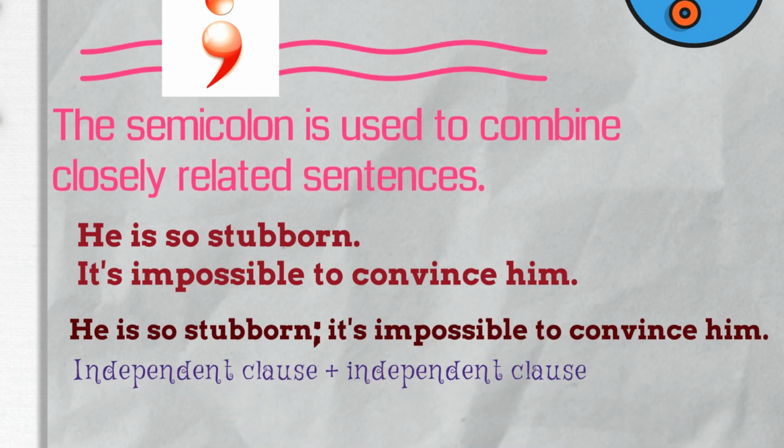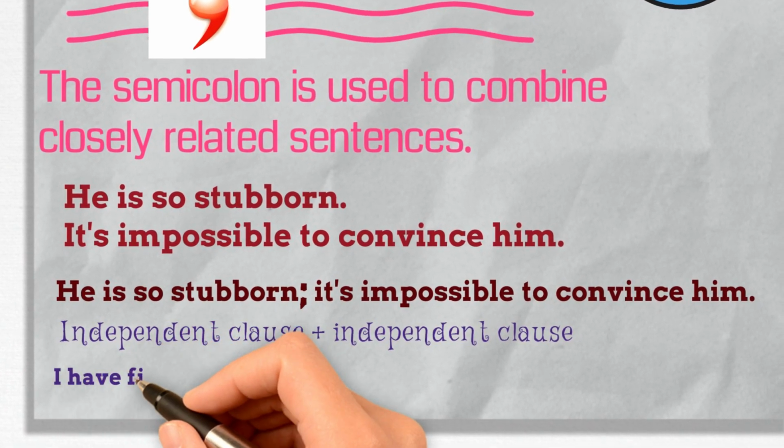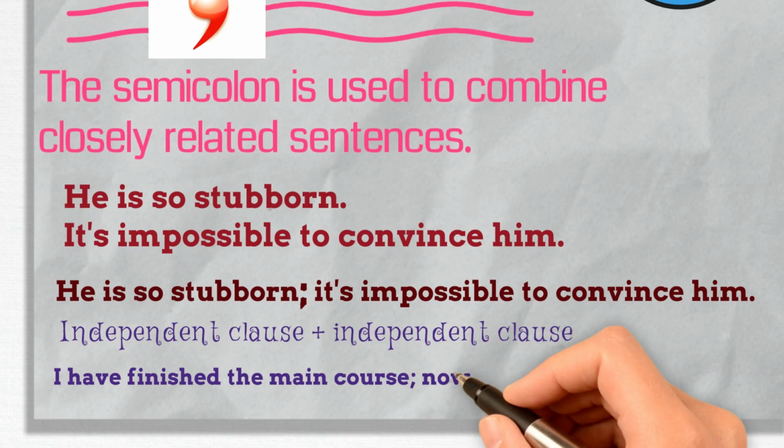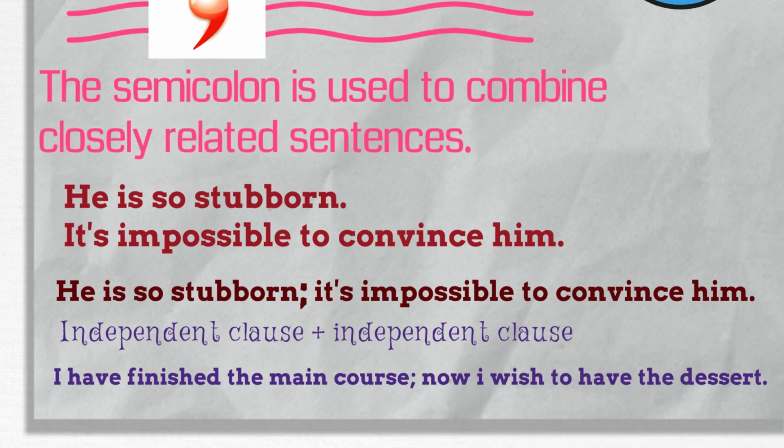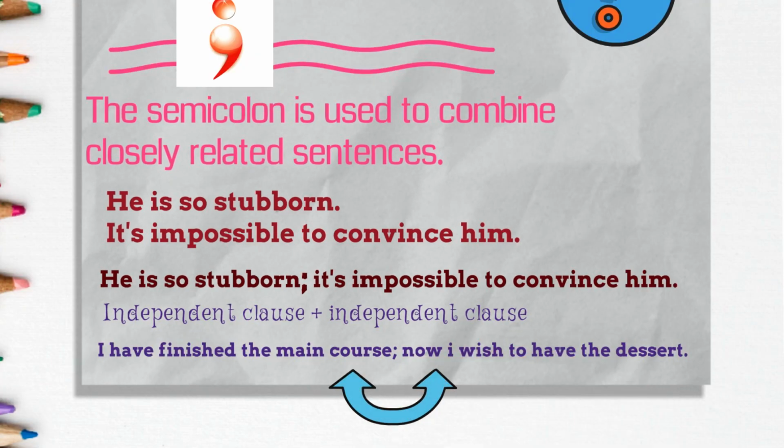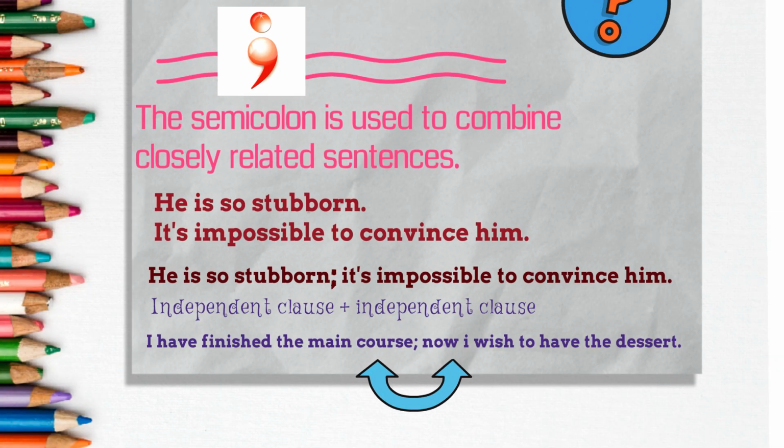The semicolon is also used between independent clauses, but in that case, coordinating conjunctions are to be omitted. For example, I have finished the main course; now I wish to have the dessert. Here, the use of the semicolon between the two independent clauses helps to join these two sentences and shows the relationship between them. So, the use of the semicolon emphasizes that the ideas are connected. Though it's not used too much, its use will help you to write clearly and efficiently.